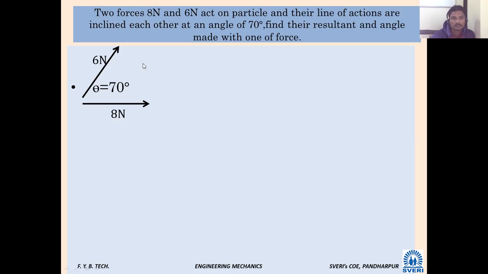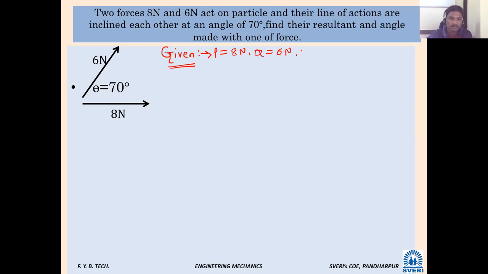Very simple. So can anyone tell what is given in this? Resultant 11.52. Very good. It is correct, but let me first write what is given. First force we will assume 8 Newton. Second force we will assume 6 Newton. Resultant is not given. What is 70 degree?